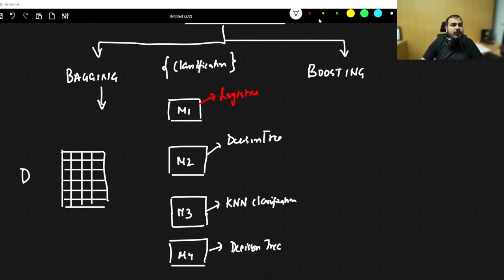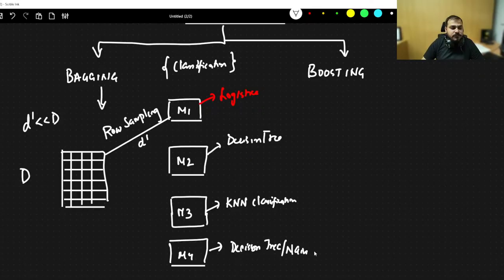Now with respect to these models, the first step that I will do from this particular data set is take up some rows. So I'll basically do row sampling and take a row sampling of D dash. D dash is always less than D. Some of the rows, I'll push to M1. I can also use naive Bayes. So some of the rows I'll push to model one, and this model one will be training. Let's say out of 10,000 records, I'm doing a row sampling of 1,000 rows and giving it to M1 to train it.